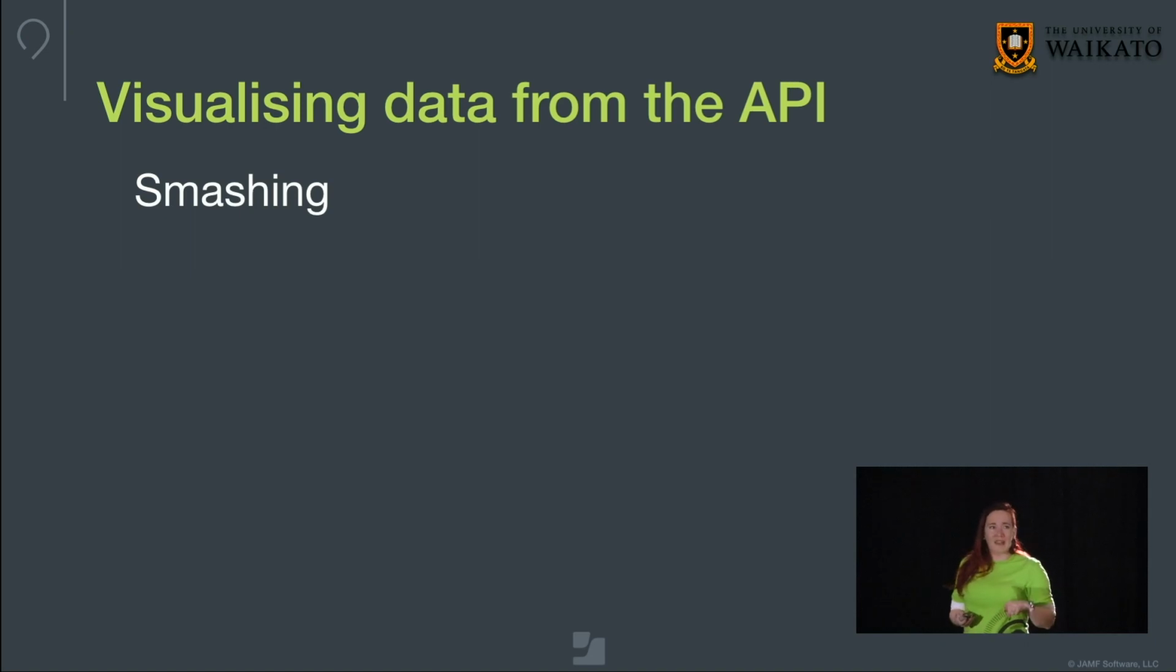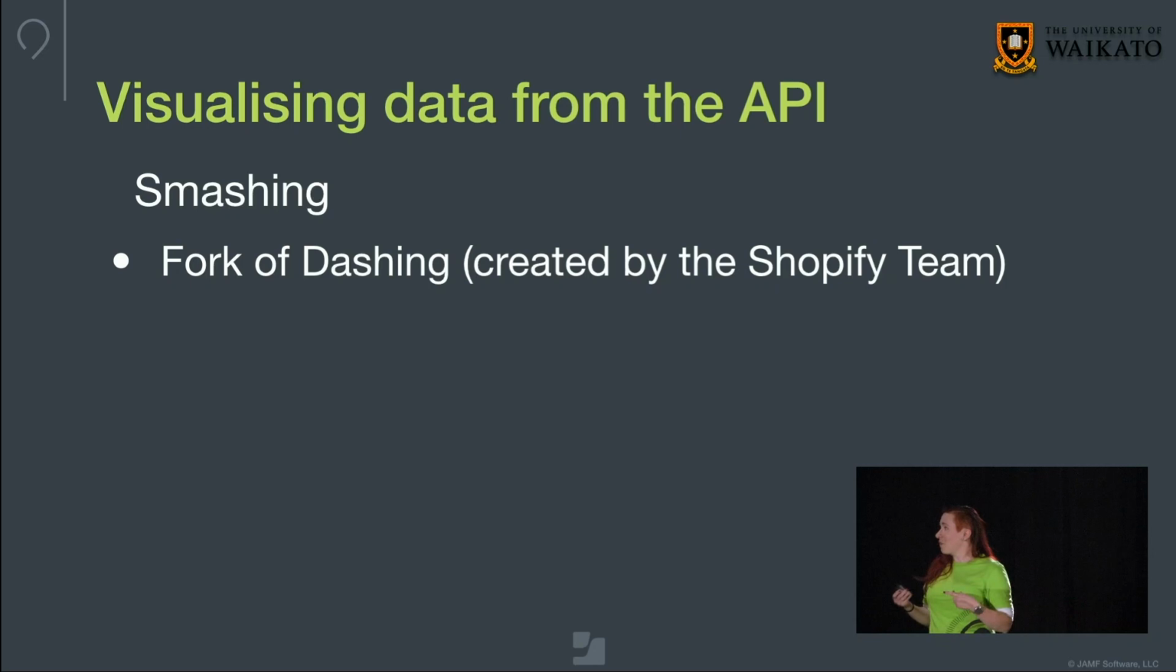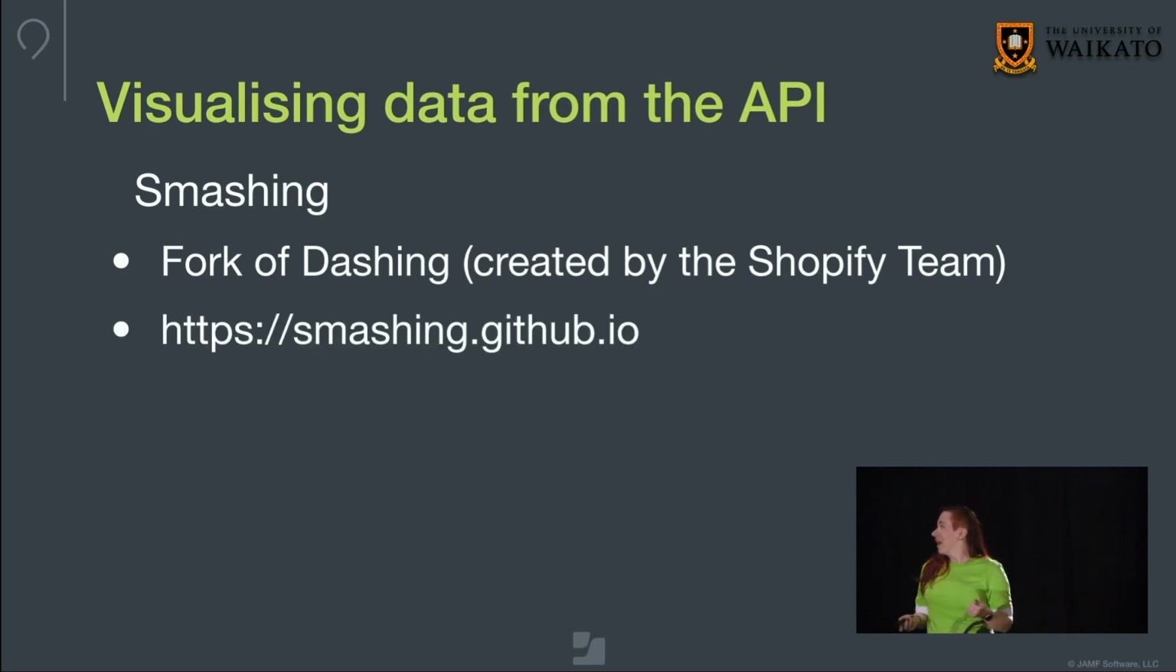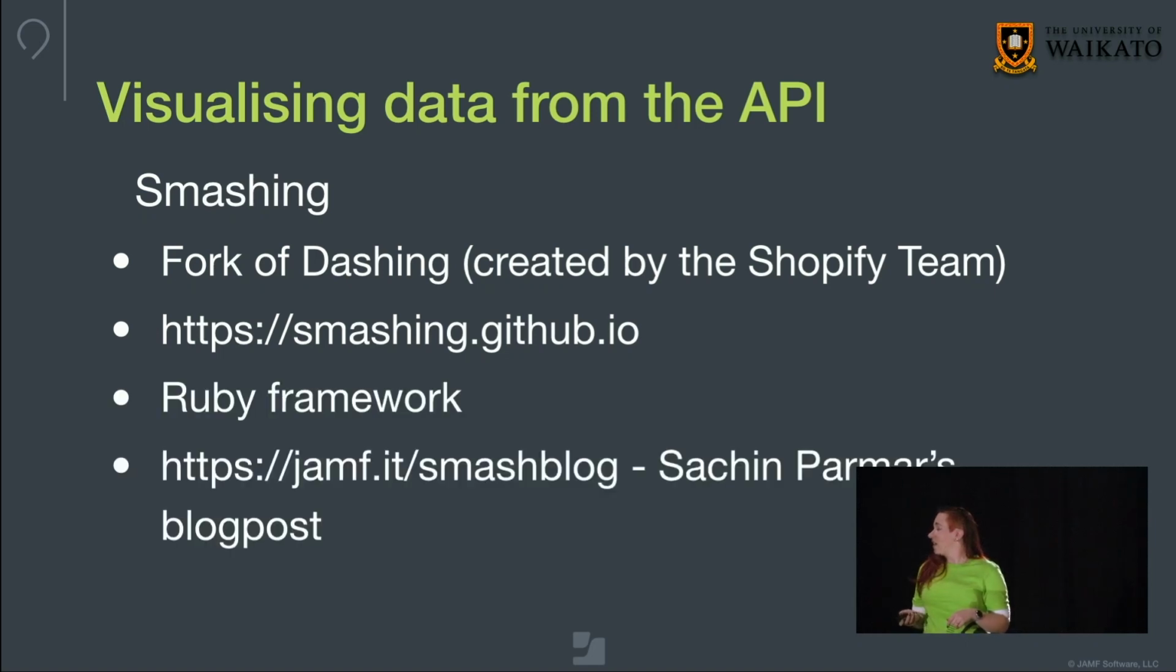So fortunately, I stand on the shoulders of giants. And those giants lived over in the Mac admin Slack channel. There was somebody in there who mentioned smashing. Now, smashing is a fork of dashing, which was built by the Shopify team. It's a Ruby framework. And the individual who got me started on this was this blog post. So I went to that blog post, and he had shown how you can set up smashing on a Windows server and how to just feed that data in via the API. I took a little bit of time.